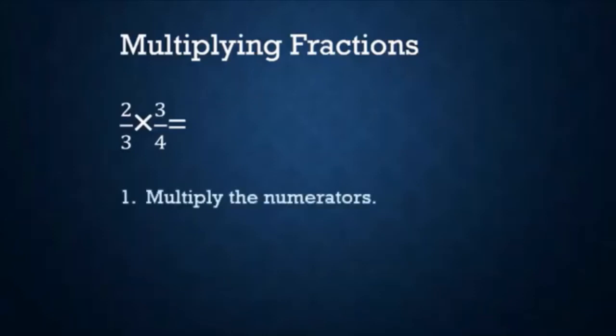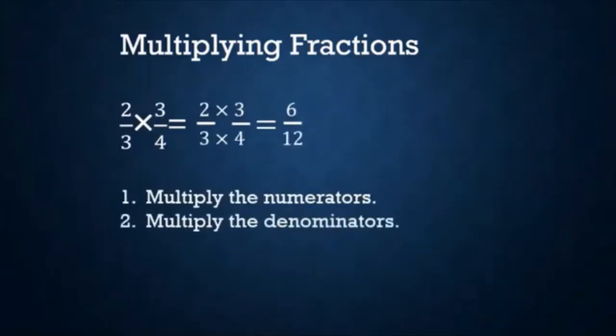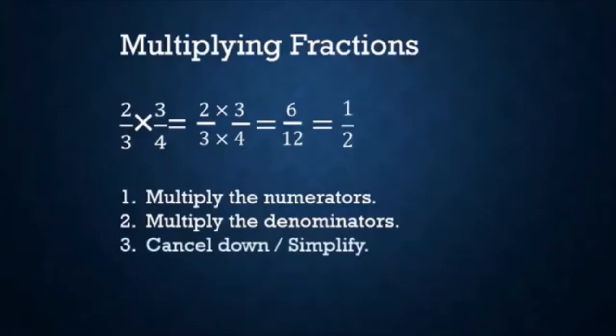What do we have to do first? We'll have to first multiply the numerators. So 2 into 3 is equal to 6. Then second is to multiply the denominators, which is 3 into 4 is equal to 12. Then we will cancel down or simplify it if necessary. So 2 by 3 into 3 by 4 is equal to 6 by 12 or 1 by 2.